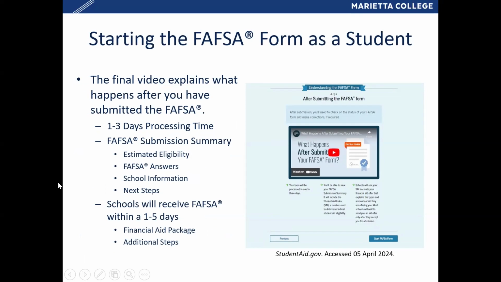The fourth and final video explains what happens after you have submitted the FAFSA. Typically, it takes 1 to 3 days to process, and the student will receive what's called a FAFSA submission summary, which entails the student's estimated eligibility, the answers that they supplied on the form, information for the schools they selected, and next steps. Schools typically receive the FAFSA form within 1 to 5 days after the form has been submitted. And once the school does receive it, they'll reach out to the student about next steps in case they need to supply more information. And they'll also package the student with their financial aid offer once the FAFSA form is ready to go.